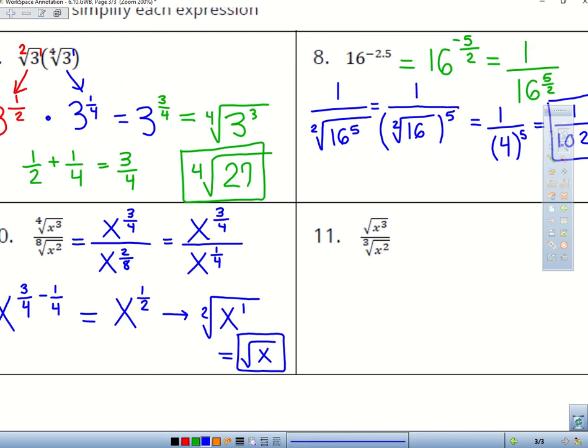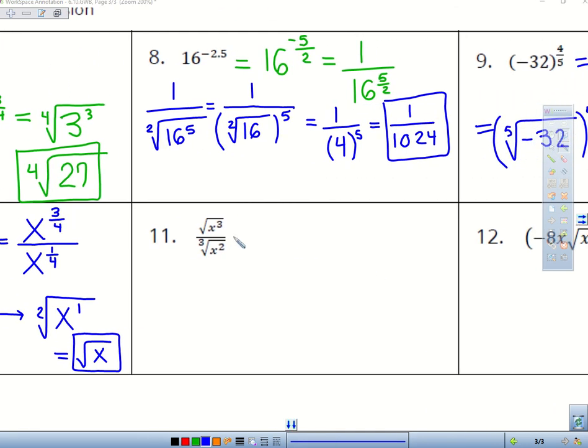So let's go ahead and try number 11. 11 is very similar. What is the top exponent going to be? 3 over 2. Remember, this is always a 2. And then the bottom's going to be 2 over 3. Good. That's the same thing as if I wanted to subtract those exponents.